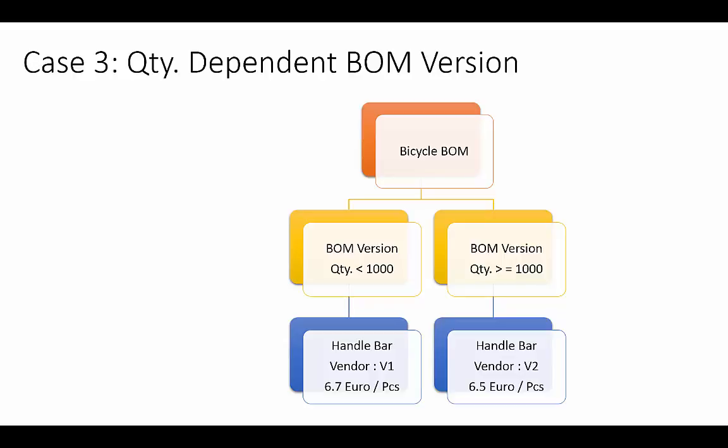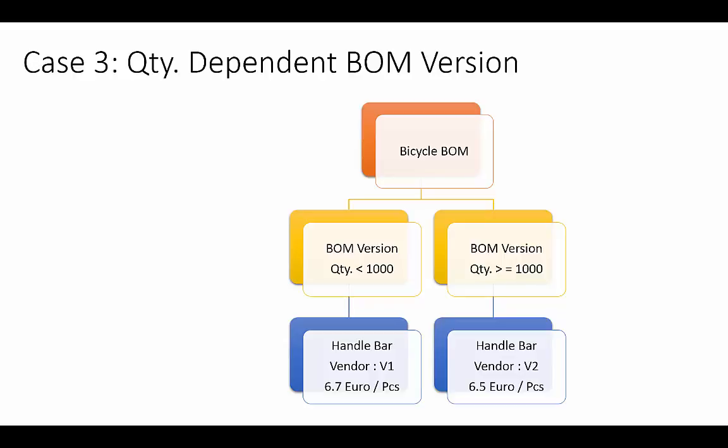Hence, when we have an order of less than 1000 pieces of bicycle, we purchase the handlebar from vendor V1, and for an order of more than or equal to 1000 pieces of bicycle, we purchase the handlebar from vendor V2. Similarly, we can also specify a different BOM version for the different colors and sizes of the product. The point to understand here is how different BOM versions can be controlled using the different site, date, quantity and product dimensions. Version control lets the user start and stop manufacturing of a product using a selected BOM version.